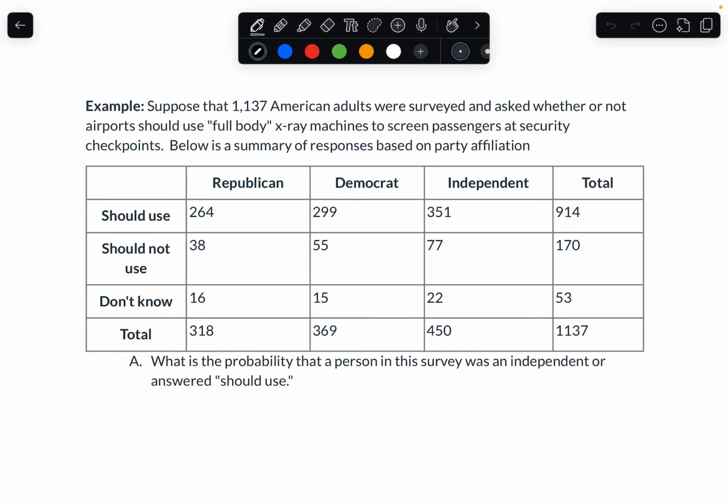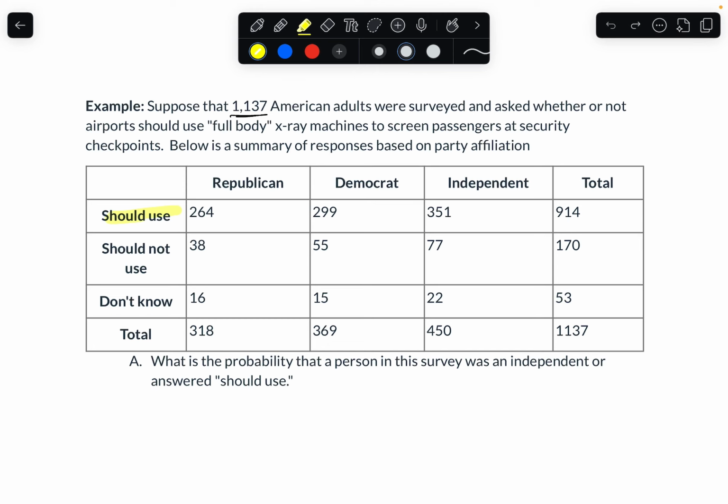So in this example, 1,137 American adults were surveyed and asked whether or not airports should use full-body X-ray machines to screen passengers at security checkpoints. Below is the summary of responses based on party affiliation. So we have the party affiliation of the person they asked, whether they were a Republican, a Democrat, or an independent, and then either they said we should use them, we should not use them, or perhaps they didn't know.